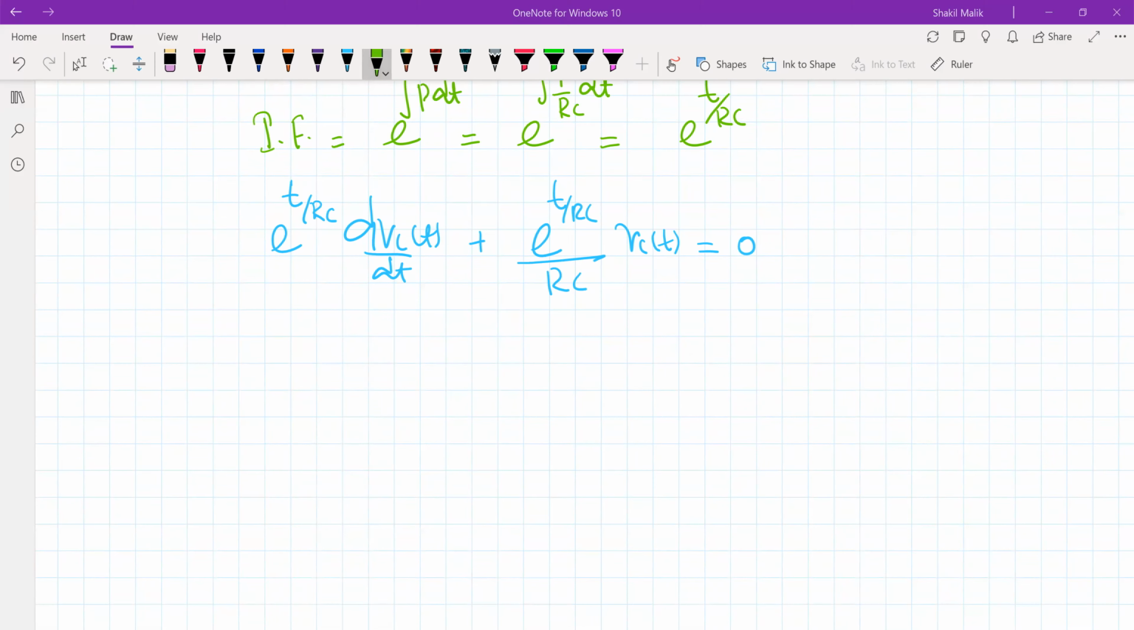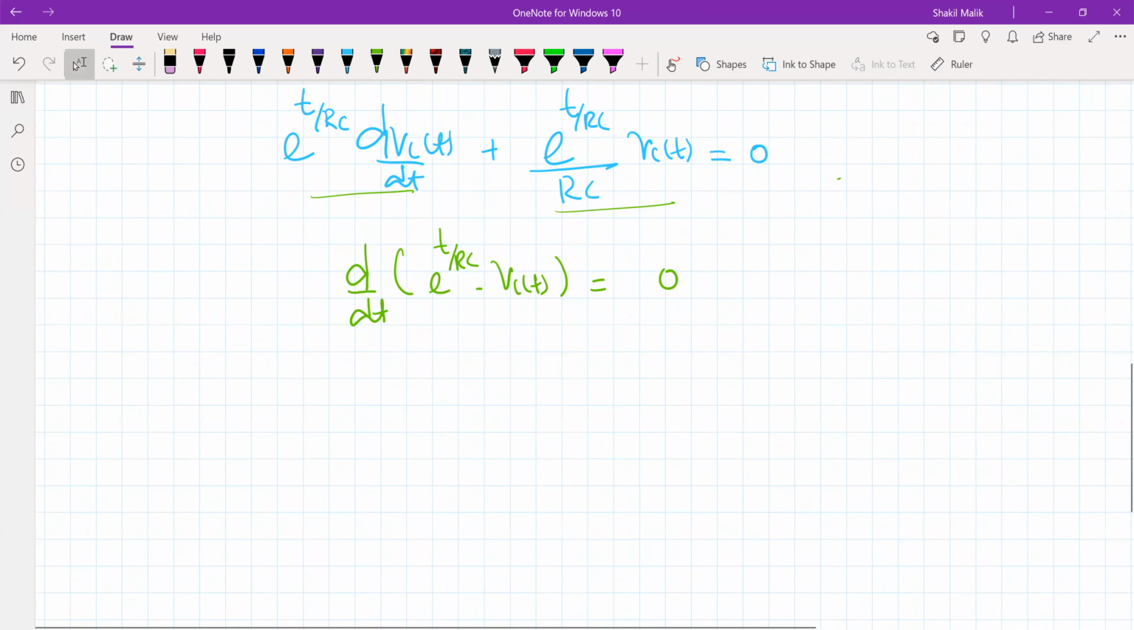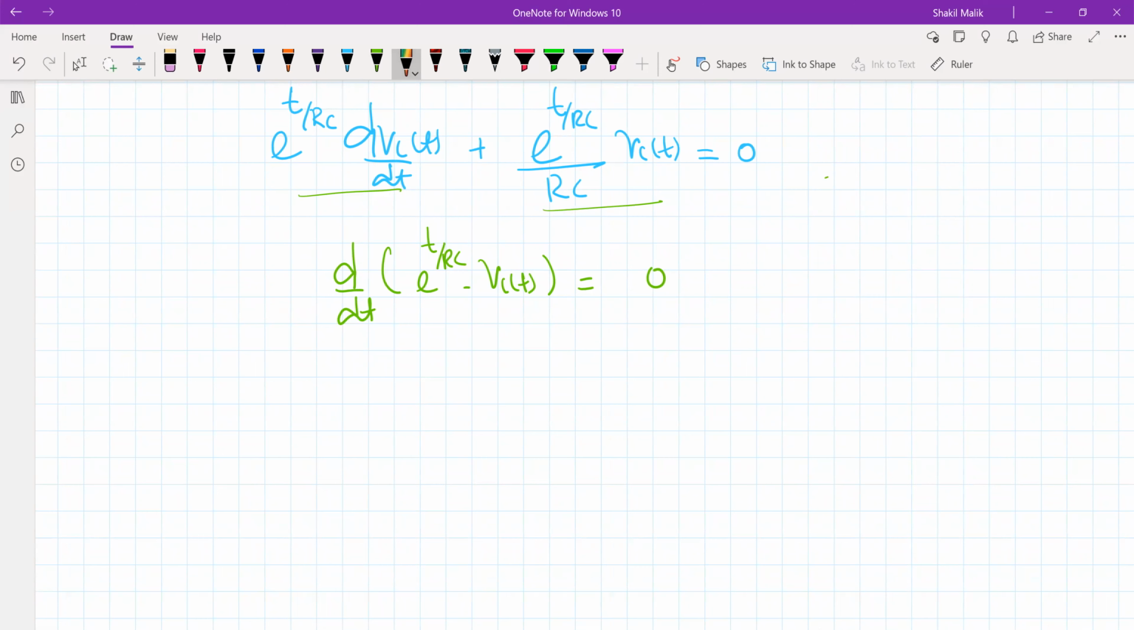All right. So we can write this left hand side as d by dt of e to the power of t by RC times Vc of t, equal to 0. How? Because we can use the product rule of differentiation and we'll get these terms back. If you check it, you can verify the same. All right. So integrating both sides.